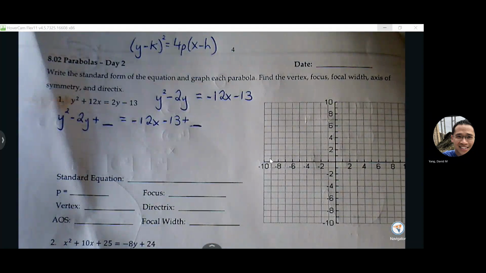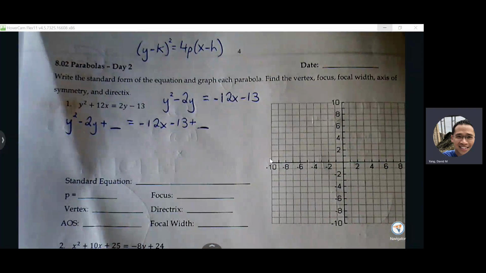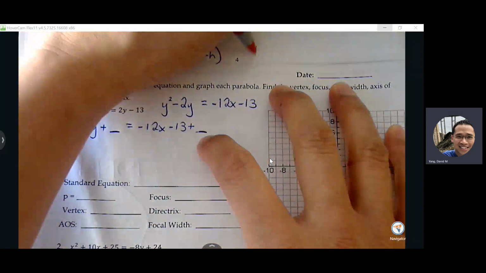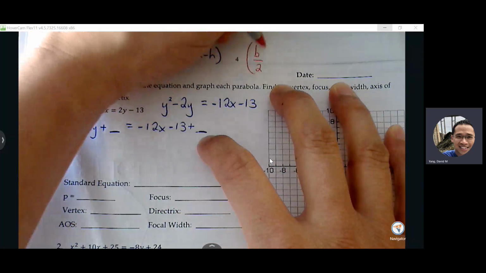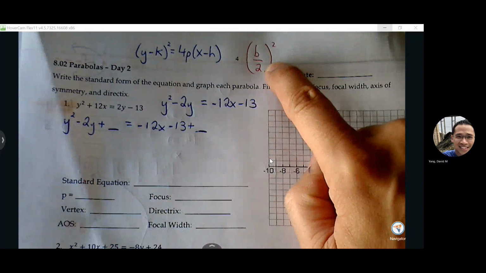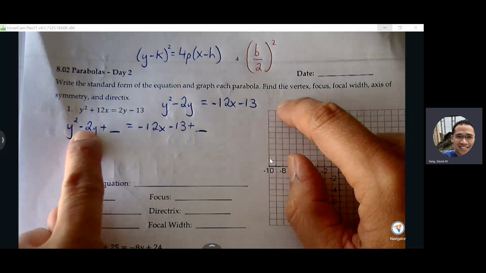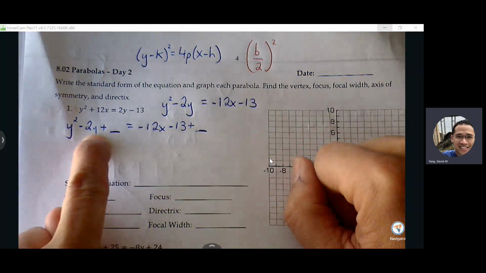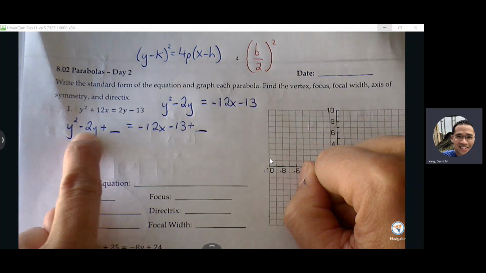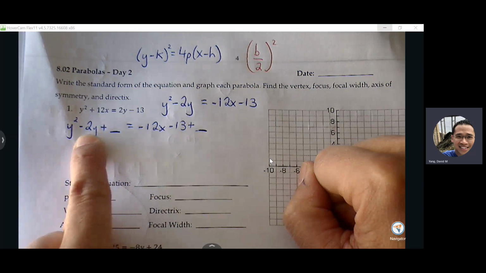Okay. So how do we find that value for the space? Okay, so here's the formula. The formula for that space is b over 2 squared. Okay, that's what goes in that space. And any idea what the b value is? Yes, negative 2. It's the number that's attached to your linear variable. So 2y, and we only want the number, so it's only 2.